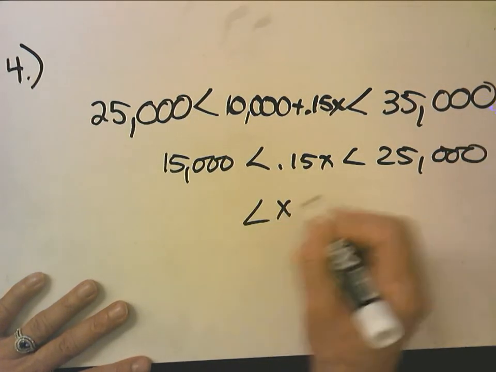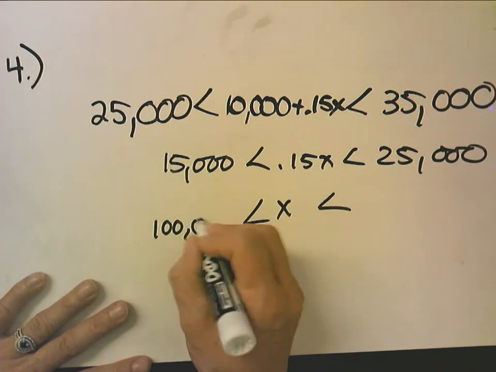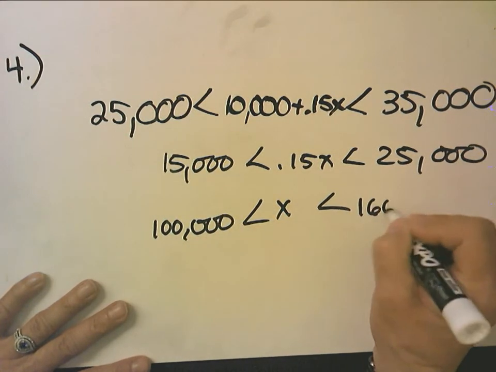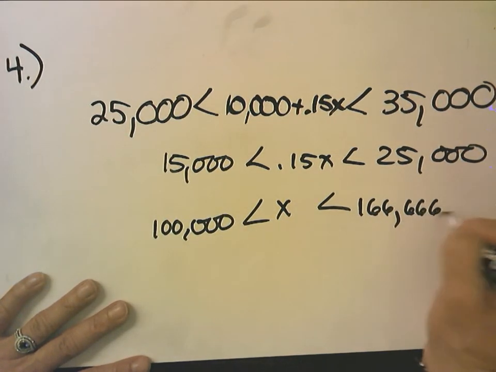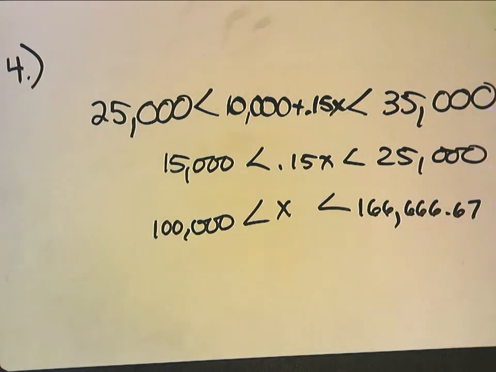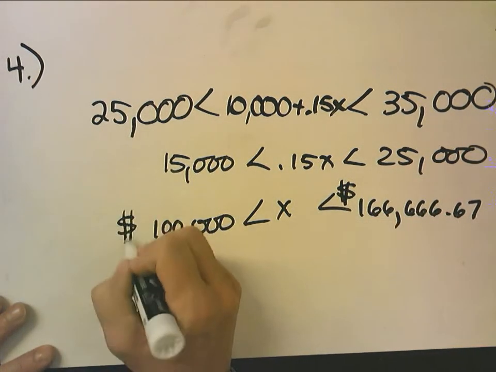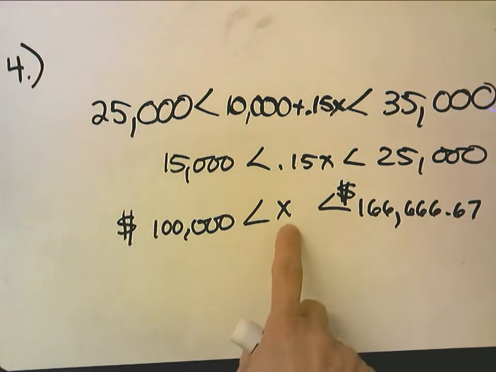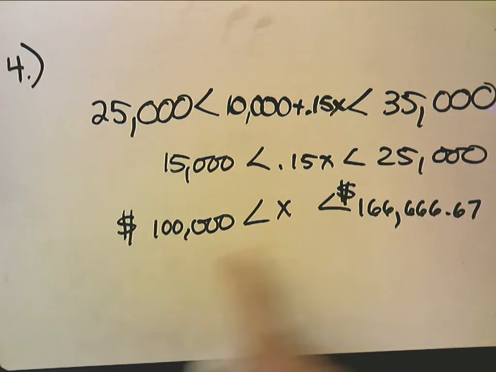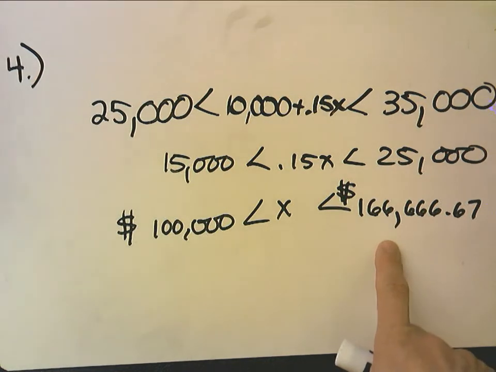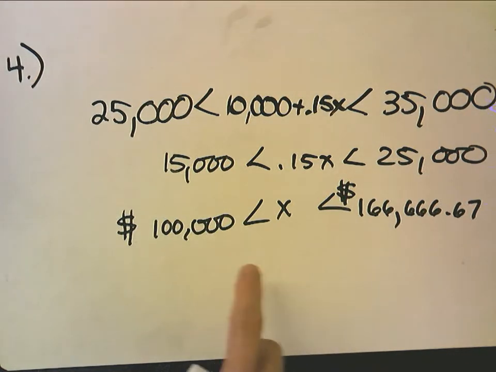And then x would be in between 100,000 and 166,666.67. Why did I round it to 67? Because it's money and it rounds to the penny. So his sales must be in between 100,000 and 166,666.67 in order for him to get an income in between 25,000 and 35,000.